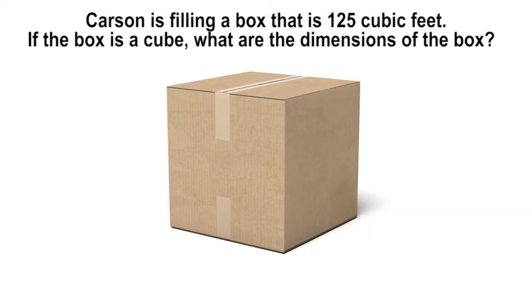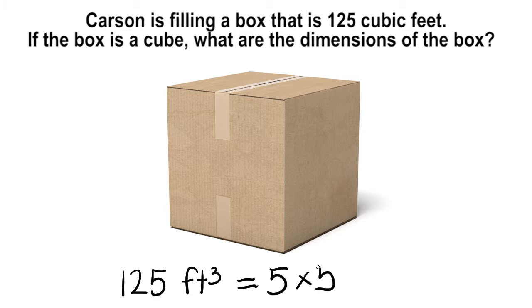Let's solve the following problem. Carson is filling a box that is 125 cubic feet. If the box is a cube, what are the dimensions of the box? A cube is a three-dimensional shape where all three dimensions are the same length. We need to find a number that when multiplied by a power of 3 equals 125. 5 times 5 times 5 equals 125. So the dimensions of the box are 5 feet by 5 feet by 5 feet, or 5 to a power of 3.